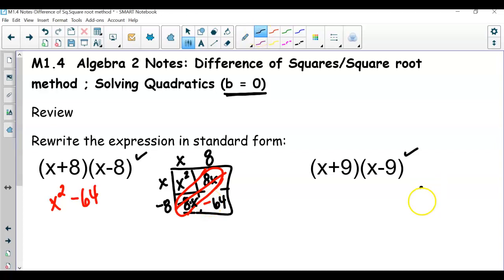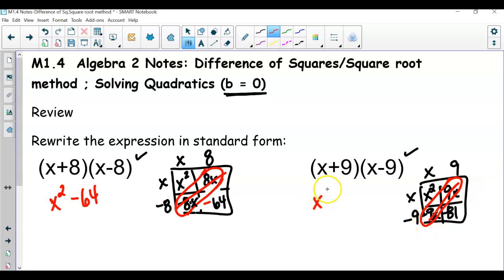So same thing here. I'm going to set up the box. So here I've got x and my positive 9 and x and negative 9. So in the boxes here, x squared, 9x, then negative 9x and negative 81. So same thing again. Notice how on the diagonal, here you have 9 minus 9, which is 0. So they cancel out. And here you're left with x squared minus 81.